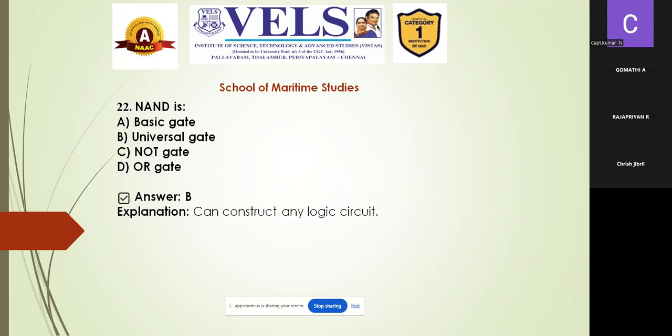A NOT gate has only one input and one output. The input is A and the output is A bar. 1 becomes 0, 0 becomes 1.